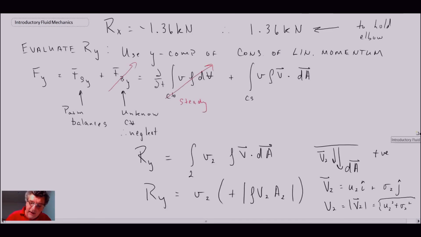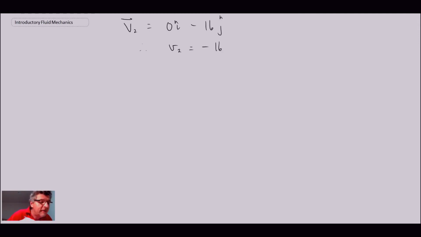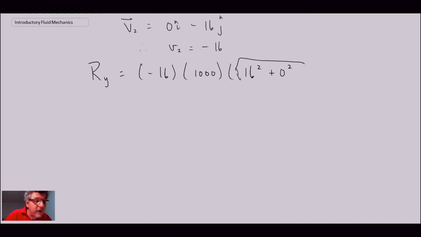So let's look back. This is where we have to be careful. You have to carry that minus sign here. Remember, I told you about that earlier. We know the dot product was positive, so we resolved that, but we've got to be careful about the sign of v2. And this tells us that v2 is going to be a negative. Therefore, we write Ry is minus 16 multiplied by the density of water as 1,000, times the magnitude of the vector, that's the square root of 16 squared plus 0, and then the area. Doing all of that, we get Ry is minus 640 newtons.